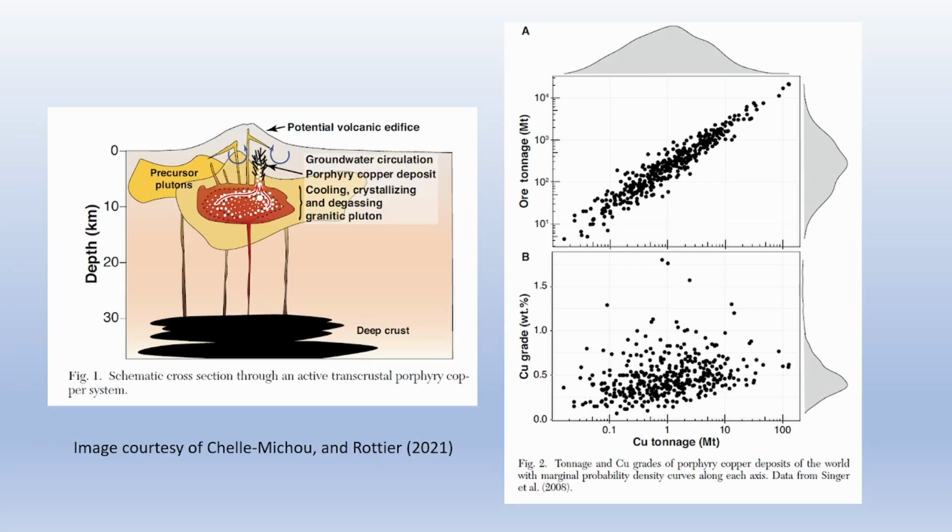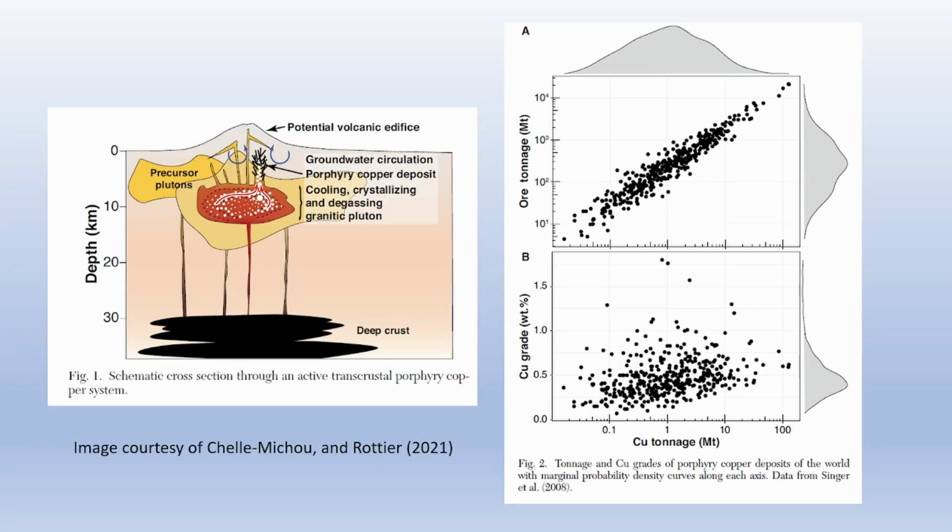These deposits can range from about 0.01 million tons of copper content to more than 100 million tons. And that's a large range, over 5 orders of magnitude. So we have the same processes and vastly different results. Why?